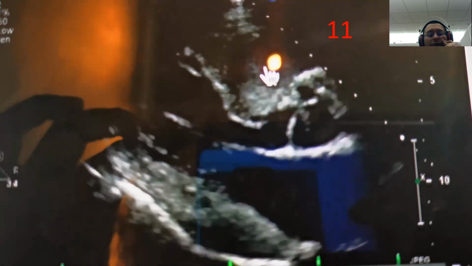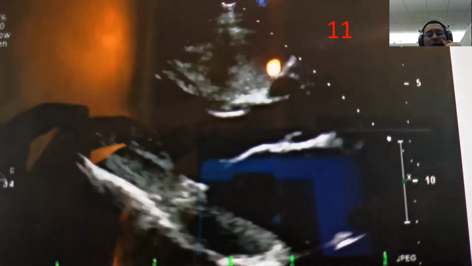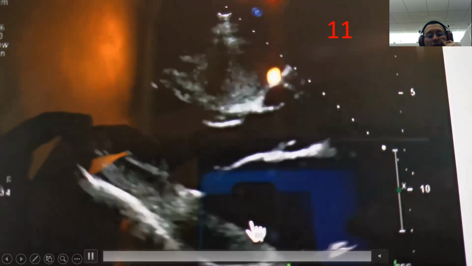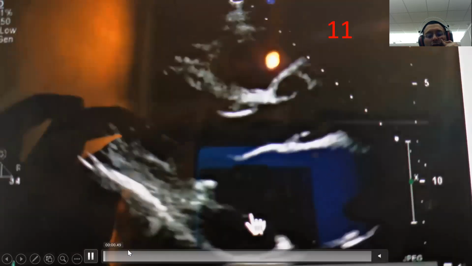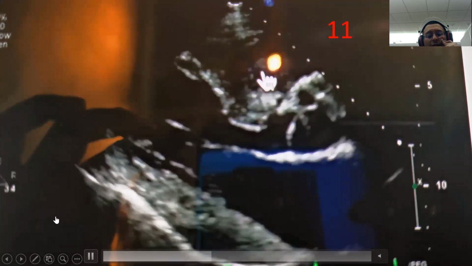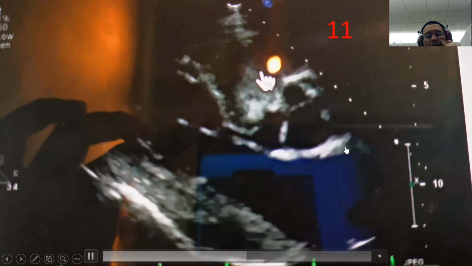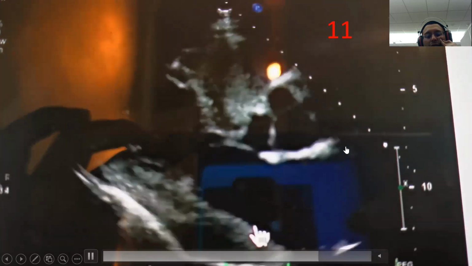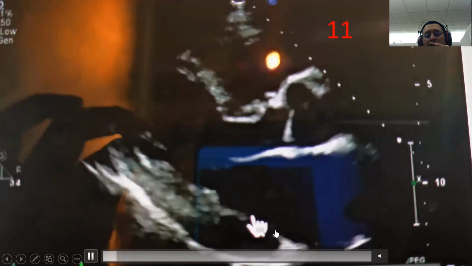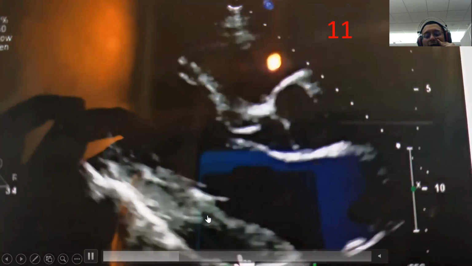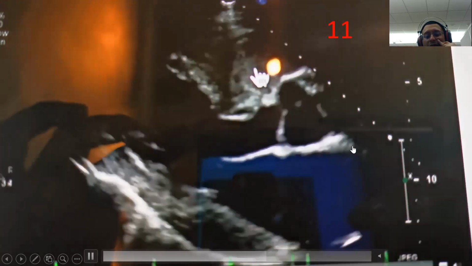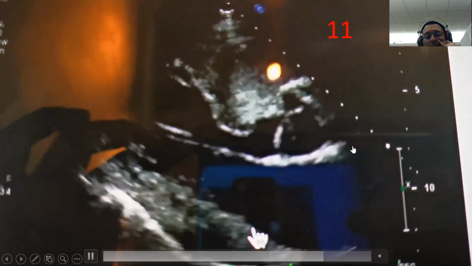I put the bubble from the left brachial vein. Can you tell me the journey of the bubble? Start from the left superior vena cava first. The left superior vena cava goes to where? There is persistent left superior vena cava. So the bubble goes to the left SVC, and then from the left SVC, it goes to where? Correct.